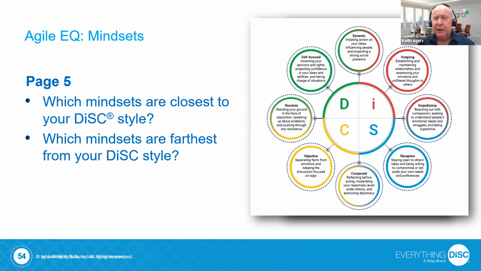What that means is when I go into a situation, I'm looking at the situation through that filter, all right, of being empathizing, being receptive, and being outgoing, okay? And I'll come to the next slide in a minute. I'll just show you why that is. Now, that means that all of the other 5 mindsets don't come naturally to me. They're not strengths, okay? And so I have the opportunity to learn to be more agile with my emotional intelligence by learning to use different mindsets, right?